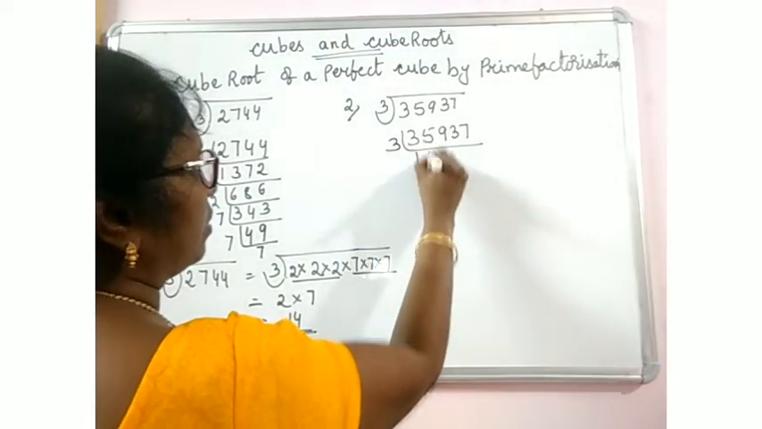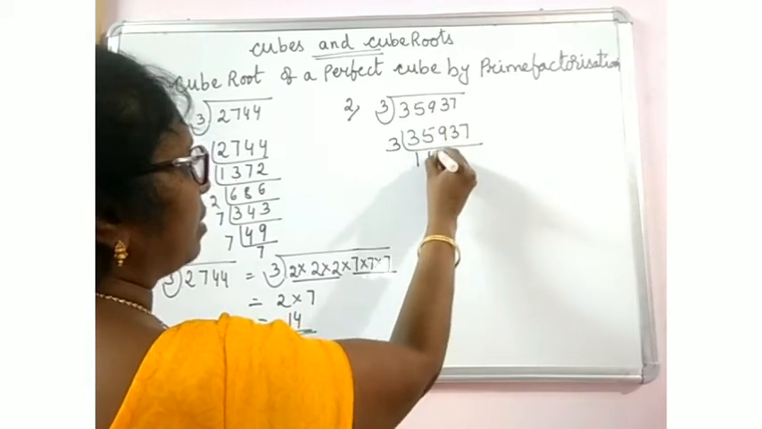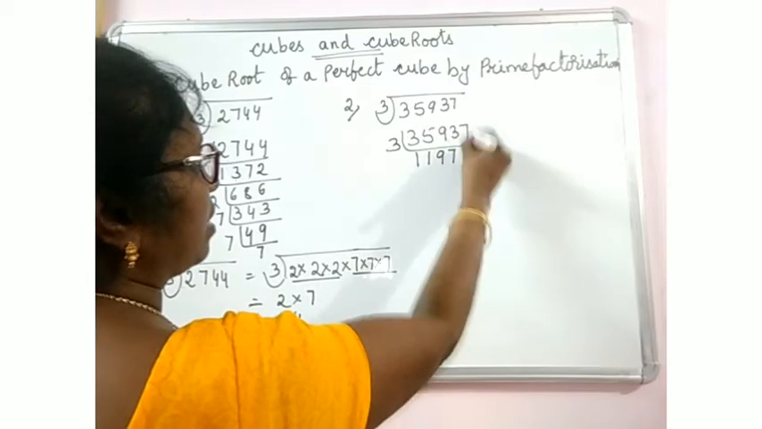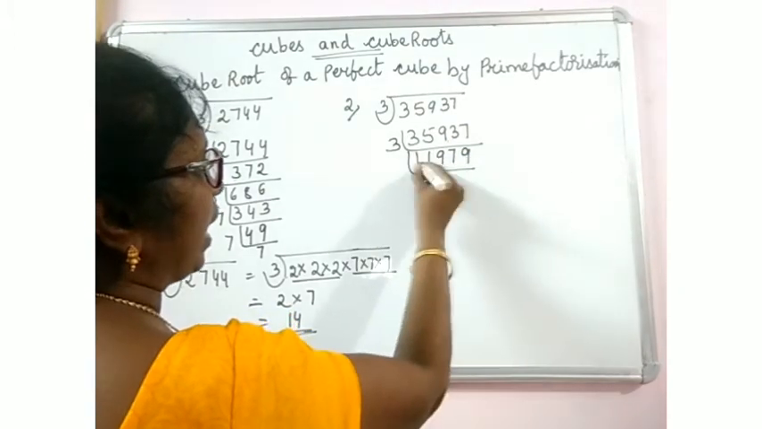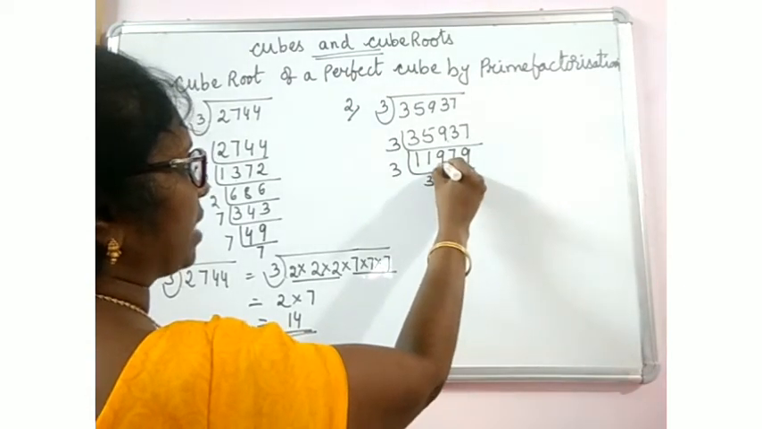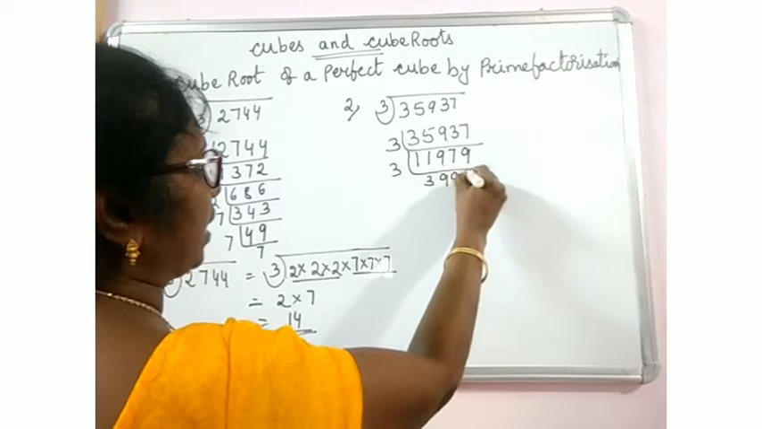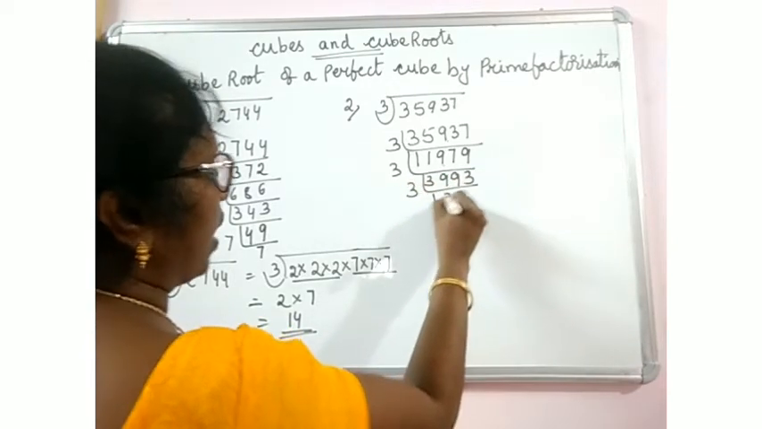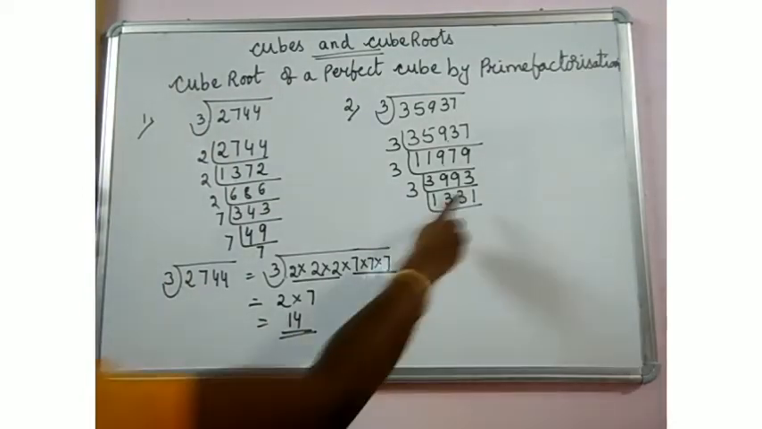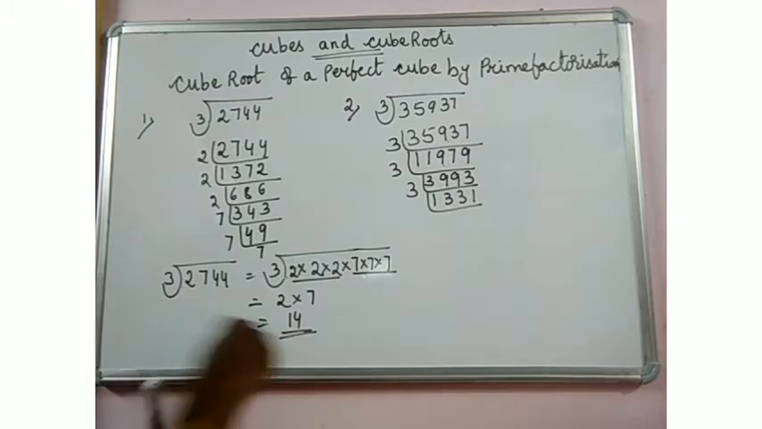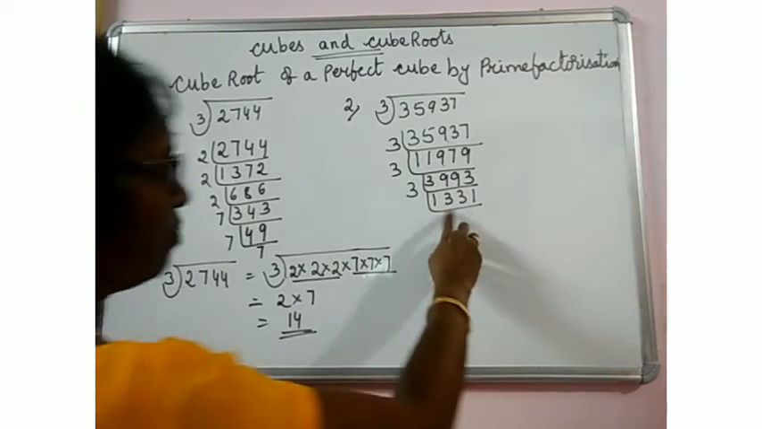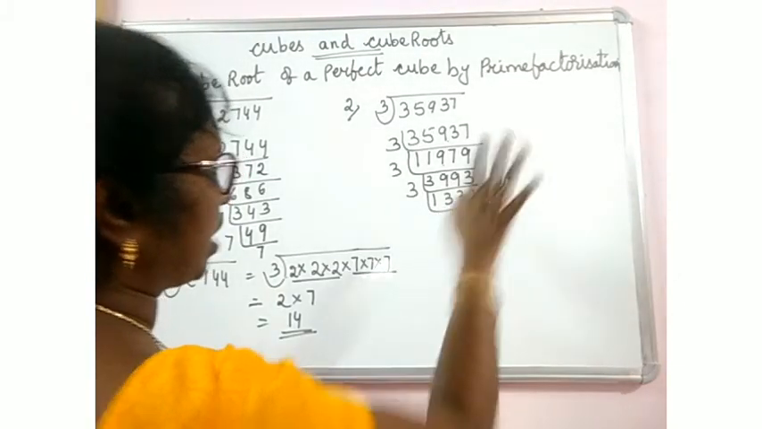3 1s are 3. Again 3 1s are 3. 3 9s are 27. 3 7s are 21. 3 9s are 27. Again it will be divisible by 3. 3 3s are 9. 3 9s are 27. 3 9s are 27. 3 3s are 9. Again 3 1s are 3, 3 3s are 9, 3 3s are 9, and we get 1331. And 1331 is not divisible by 3. And you see it is not divisible by 5. Whether it is divisible by 7 or not, see. 7 1s are 7, 7 9s are 63, no.